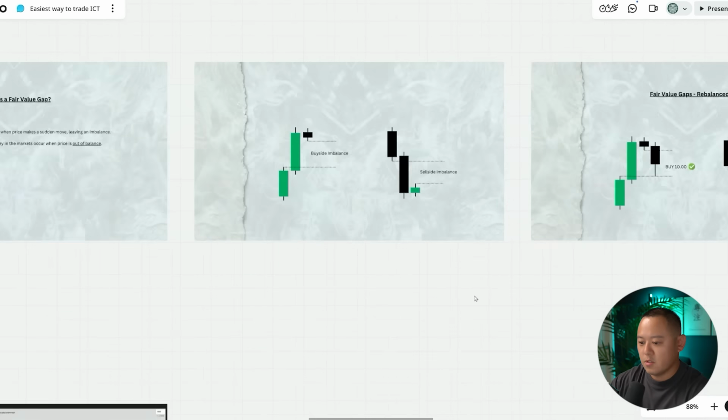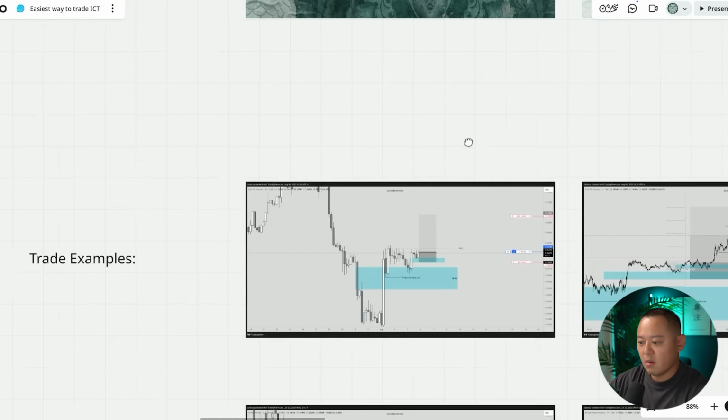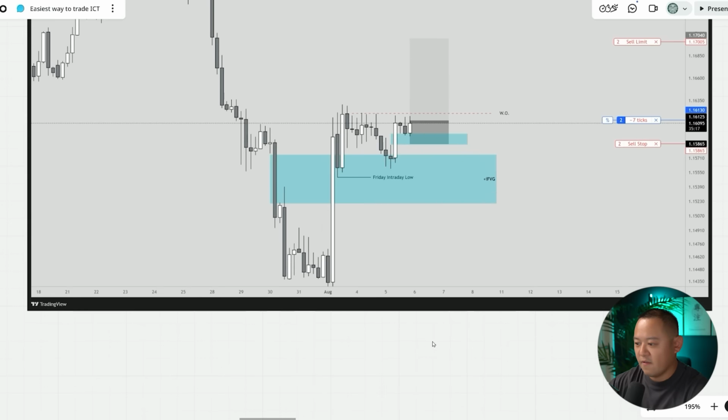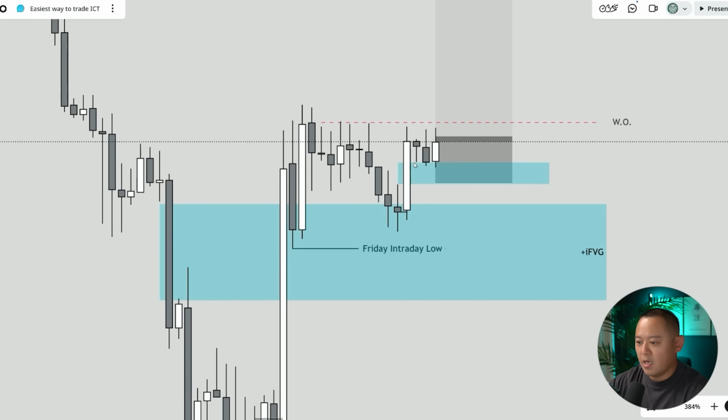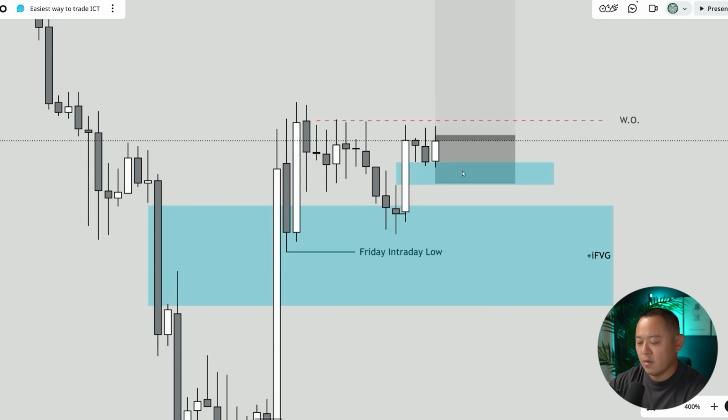So let's go through just a couple examples of the fair value gap. Here we do have a fair value gap. You guys can see this one right here. And as it's trading into it, I typically will not enter as it's going into that level. Sometimes I will. It depends on the price action, depends on what time I'm sitting down in front of my charts. But usually the best time to enter is when it's going into that fair value gap.